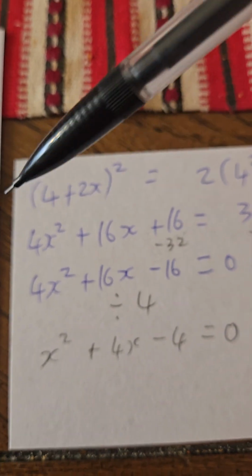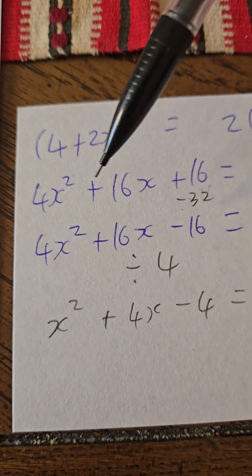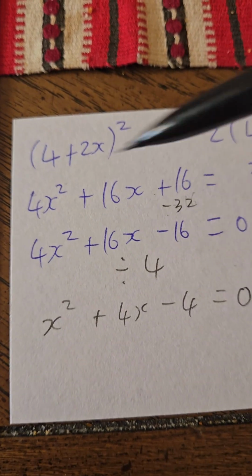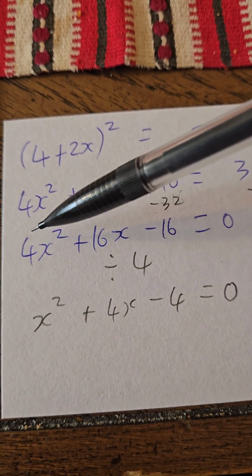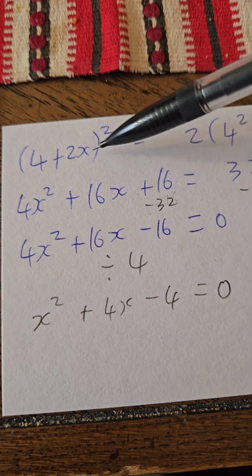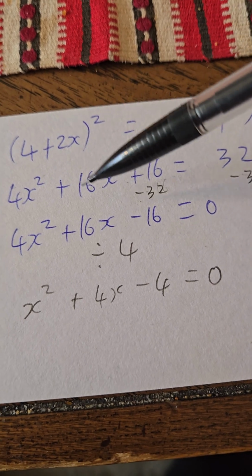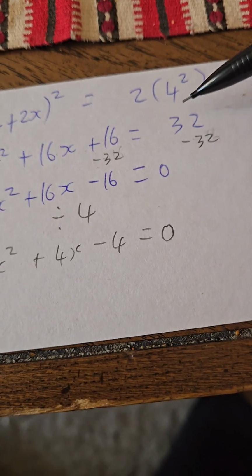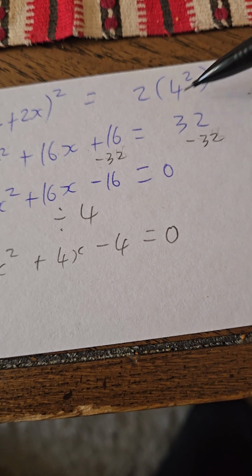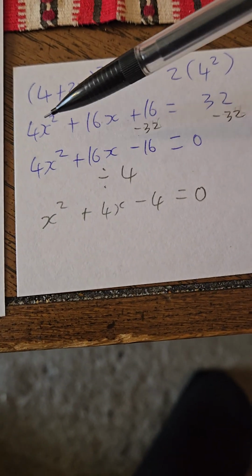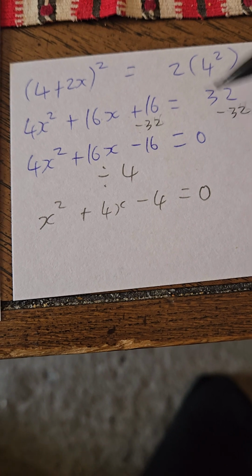All right, and what we do, we expand this out. (4 plus 2x) times (4 plus 2x). 4 times 4 is 16. 2x times 2x is 4x squared. If we expand the brackets, 2x times 4 plus 2x times 4 is 16x. On the right, 4 squared is 16, times 2 is 32. We have this equation equals 32.